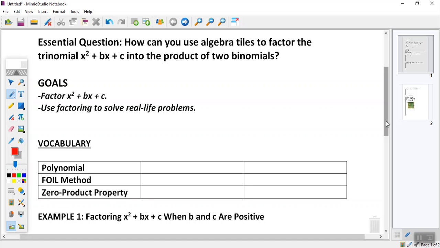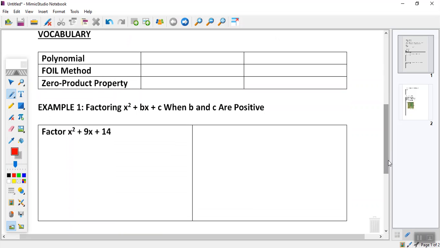Our job today is to factor some quadratics, or trinomials if you will, of the form x squared plus bx plus c, and then we're going to factor to solve some real life problems. Okay? So quick vocab. There's nothing up here that you haven't seen yet this chapter.